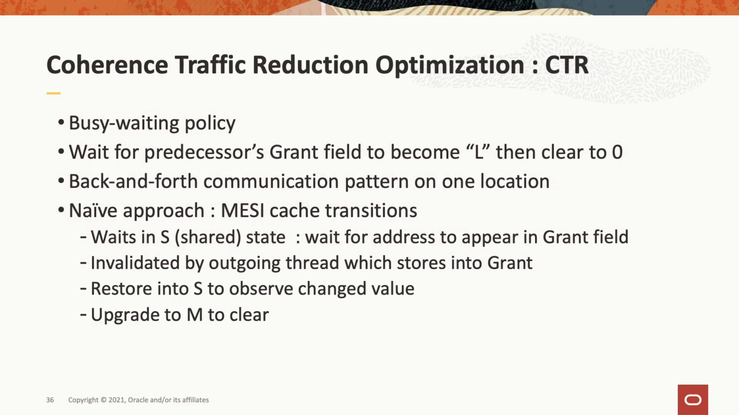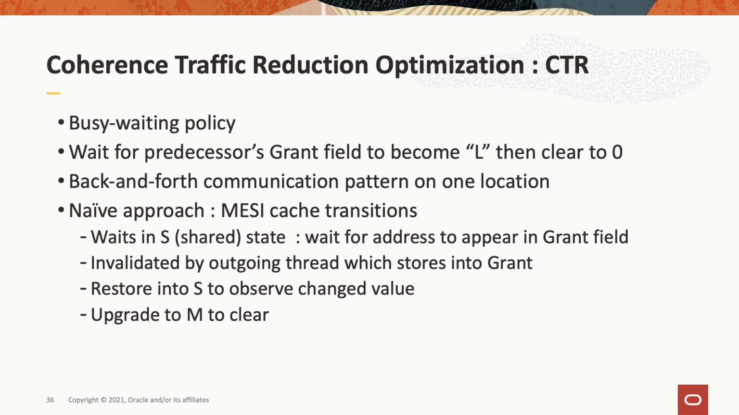We'll now introduce an optional optimization we call CTR, or Coherence Traffic Reduction Optimization. This relates to the busy waiting policy, where a thread waits for the address of a lock, the lock of interest, to appear in its predecessor's grant field, and then resets that grant field to 0. Notice that we have a very rapid back and forth communication pattern on one location.